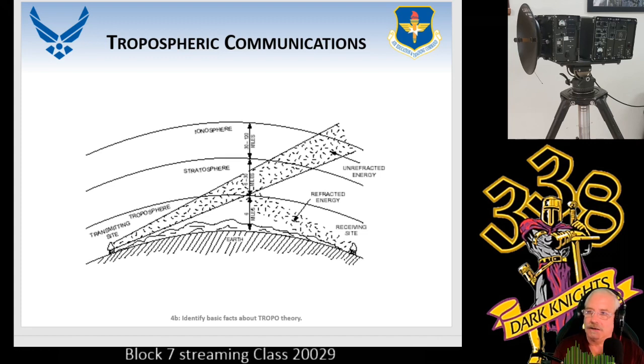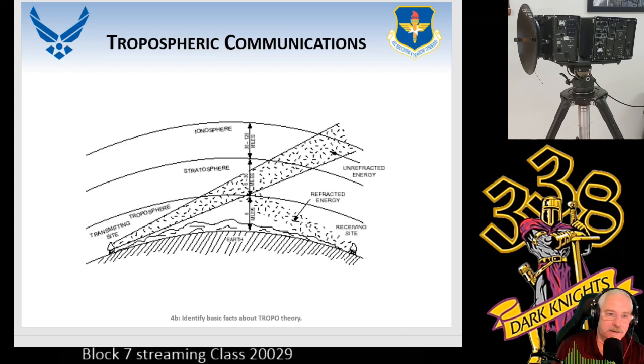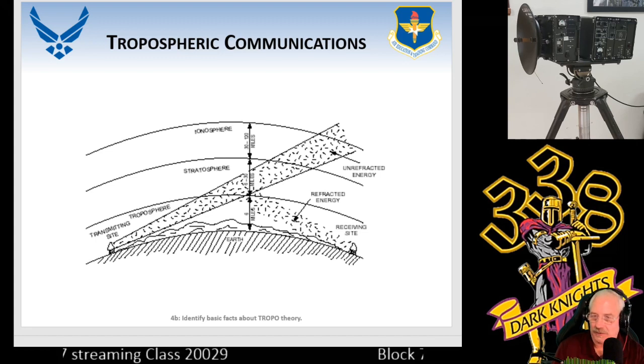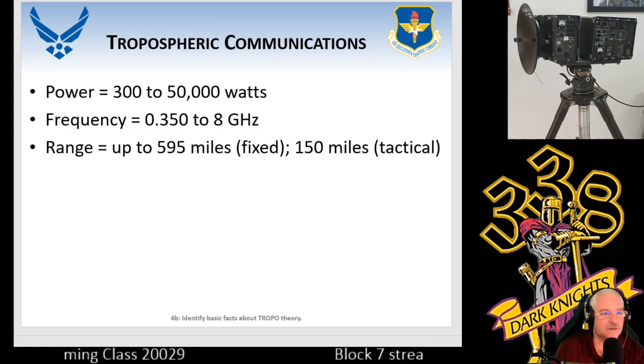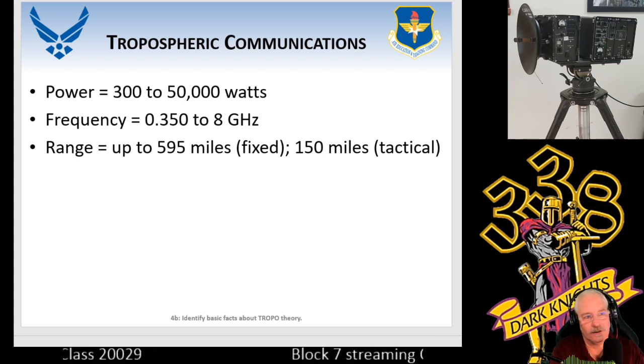This gives you an idea, visually, of what's happening. But again, it's all about how much you're shipping out and how much is actually being refracted back down, and the gain of the antennas. Just look at the power. 300 to 50,000 watts from about 350 megahertz to 8 gigahertz.